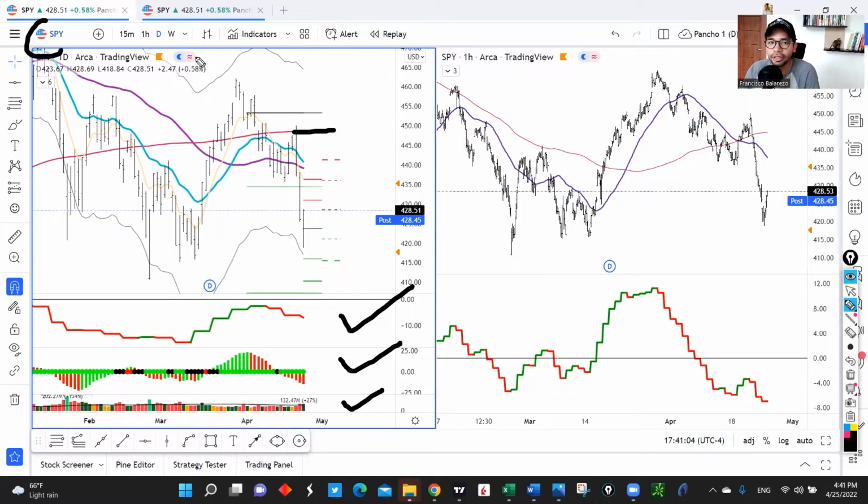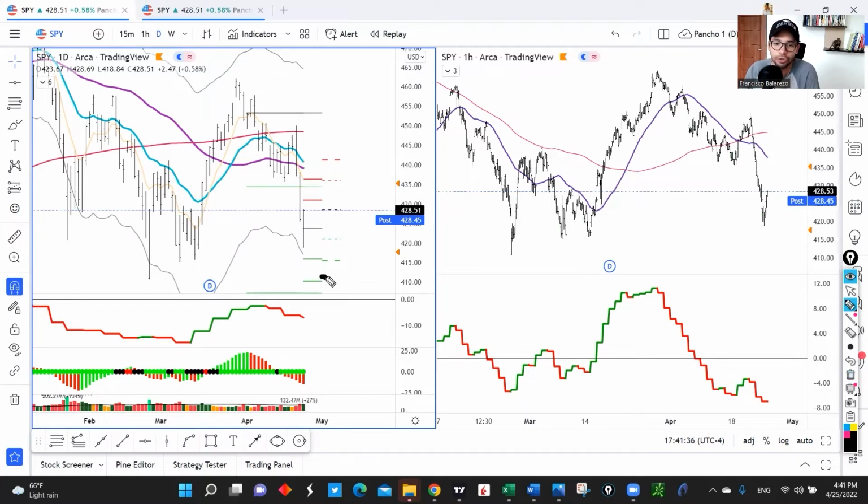On the right, I have the hourly chart. I have the 50 hourly moving average, which is the purple one. I have the 200 hourly moving average, which is the pink one. And then I have the MOXIE indicator, which is the hourly MOXIE. In my chart, I have the 200, which is the pink one. I have the 50 daily, which is the purple one. Then I have the 21 exponential, which is the blue one, and the 8 exponential, which is the orange one in my charts.